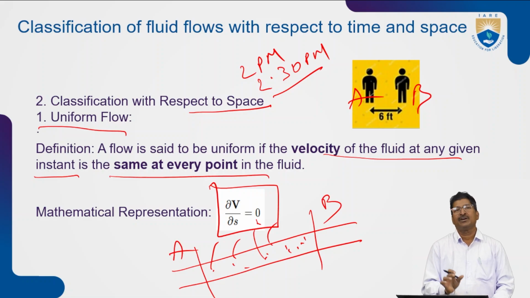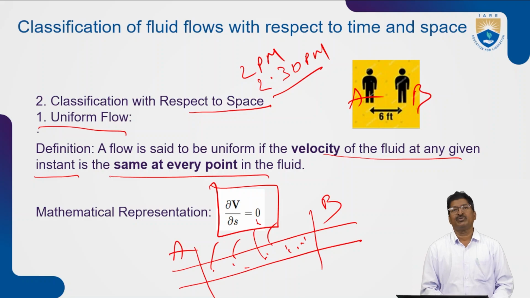Wherever you want, anywhere in between points A and B, let us take a point between A and B. Anywhere you measure, if the velocity is the same, those are called uniform flow. So no change in the velocity with respect to space is called uniform flow.